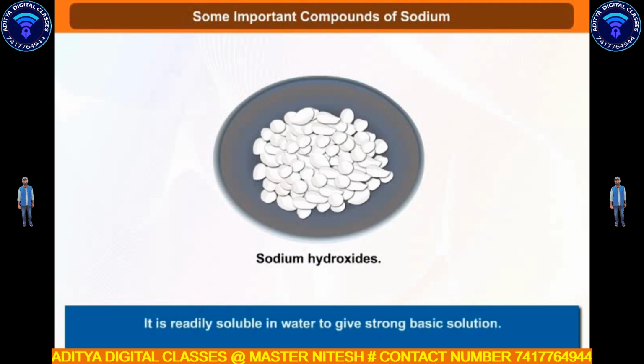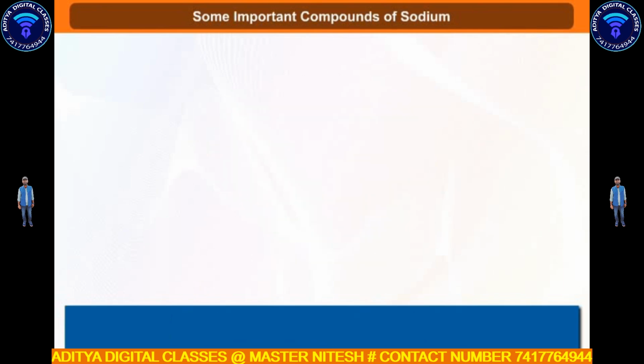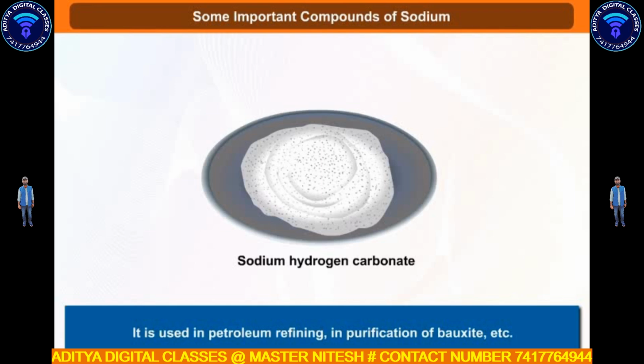It is readily soluble in water to give a strong basic solution. Crystals of sodium hydroxide are deliquescent. It is used in manufacturing of soap, artificial silk. It is used in petroleum refining, in purification of bauxite, etc.